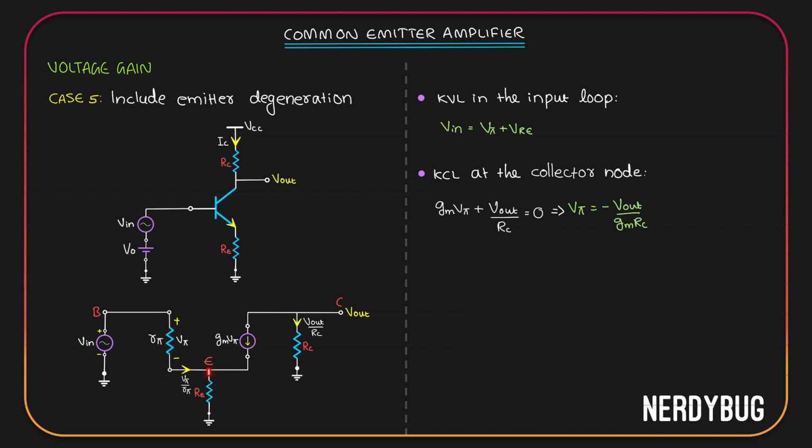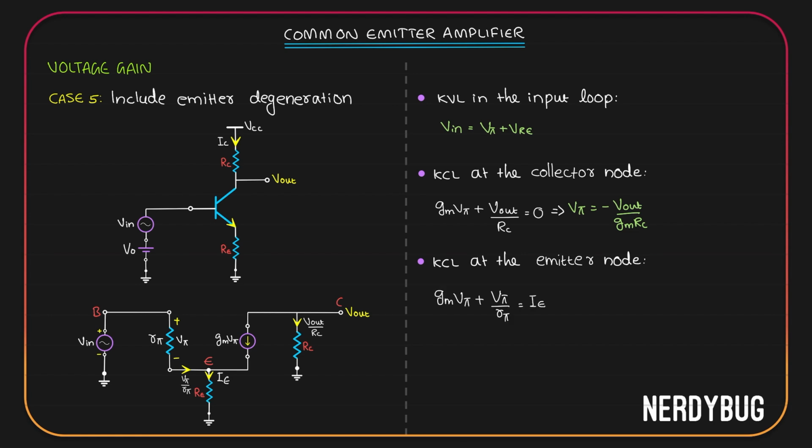Also, current through RE will be the emitter current IE. Let us now apply KCL at the emitter node. I can see three currents. One is the gm vπ that is coming into the node. Another one is the vπ by rπ that is also coming into the node. Then there is IE that is going out of the node. So I can write gm vπ plus vπ by rπ will be equal to IE.